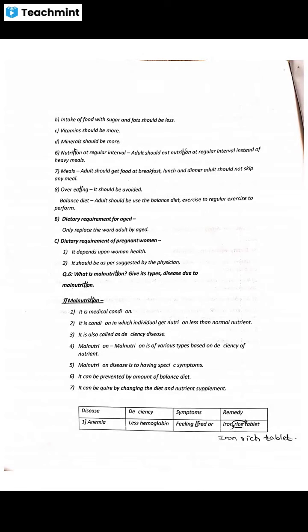Because vitamins regulate various vital body processes like respiration, digestion, circulation. Okay, so vitamin and mineral help in the respiration, digestion and circulation. Therefore we should intake more vitamin and mineral as compared to carbohydrate and sugar and fats.